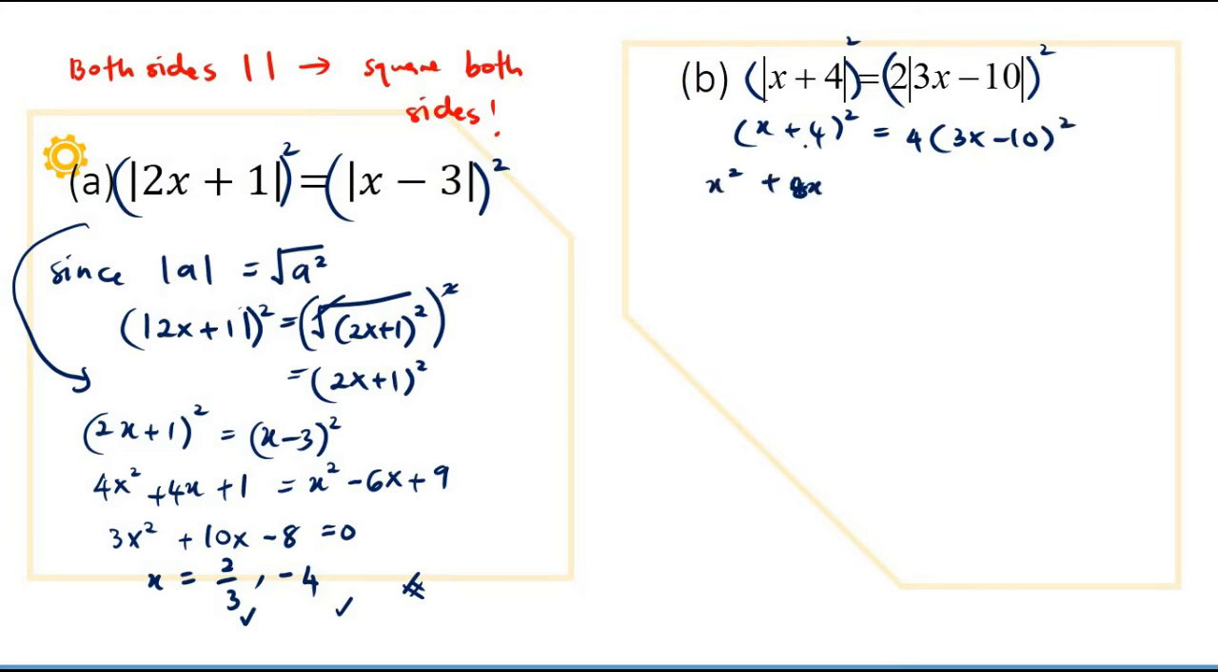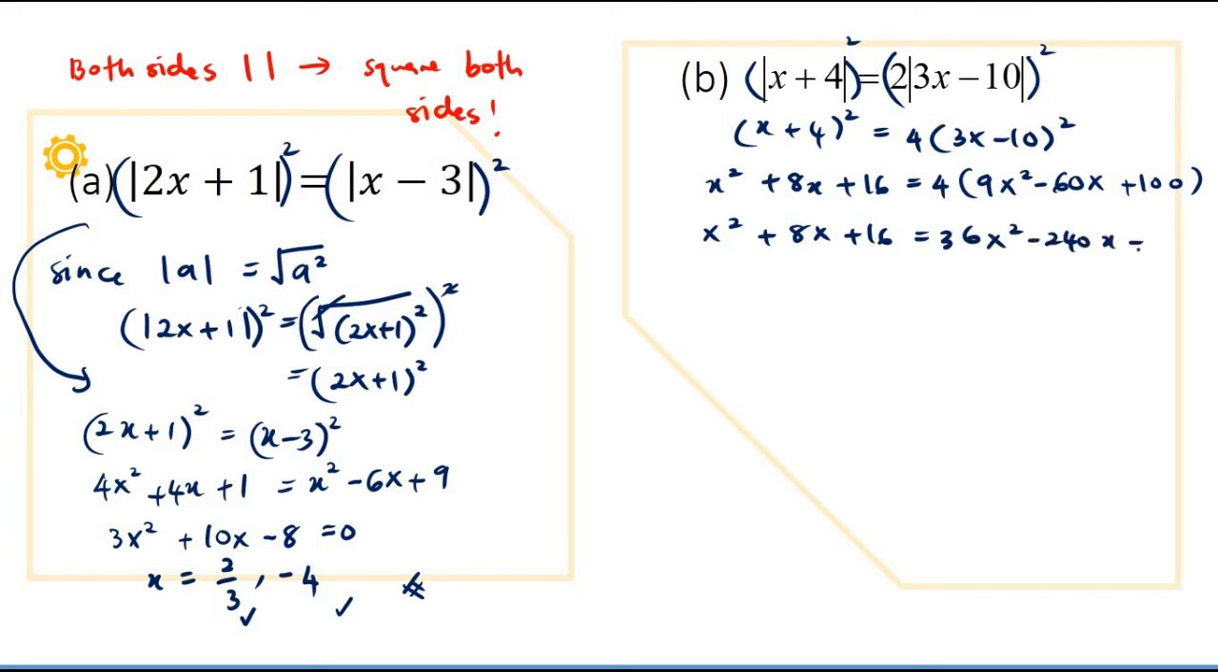So expanding everything would be x squared plus 8x, plus, sorry, that one is 8 actually, plus 16 at the back equals 4. The one in the bracket still has a bracket because we haven't expanded it completely. So that should be 9x squared minus 60x plus 100. So x squared plus 8x plus 16 equals 36x squared minus 240x plus 400. So eventually you would have 35x squared minus 248x plus 384. Use your calculator to compute what x is.